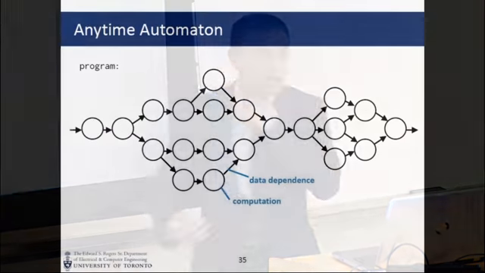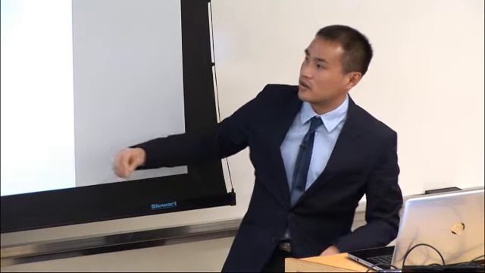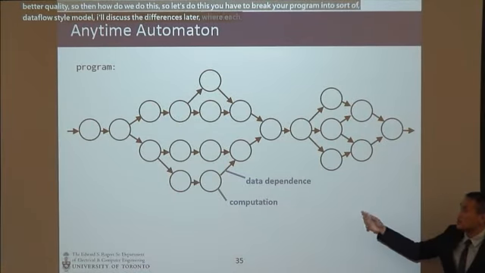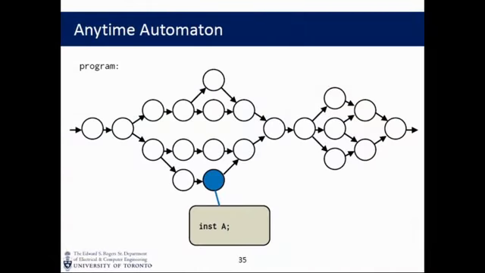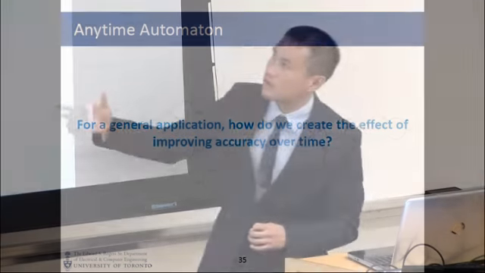So then, how do we do this? To do this, you have to break your program into a data flow style model. I'll discuss the differences later, where each node is a computation, each edge is the data dependence. And the computations can be as fine-grained as a single instruction or as coarse-grained as a full-blown kernel. And now the natural question is, for a general application that I want to approximate, how do we create that effect of improving accuracy over time?